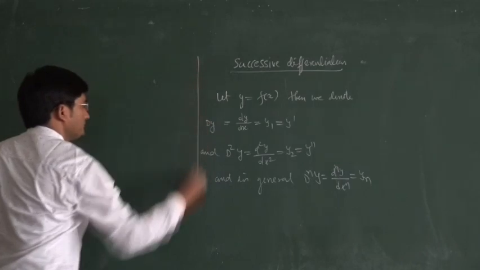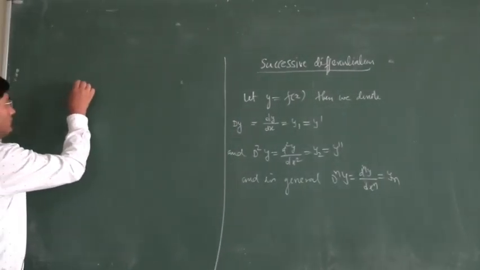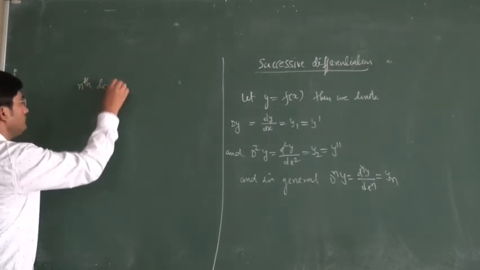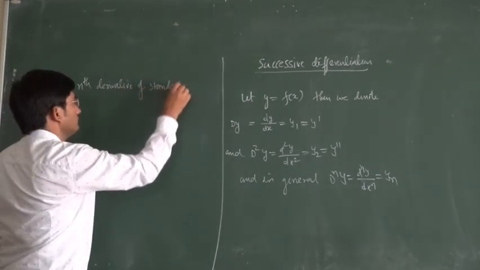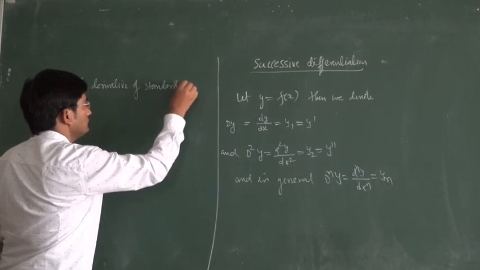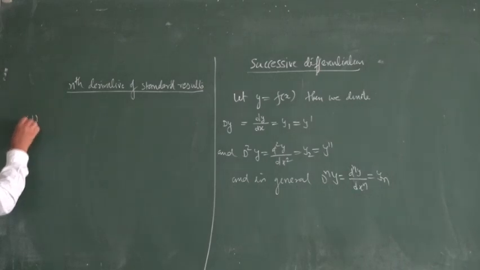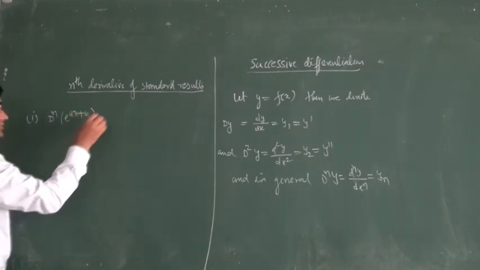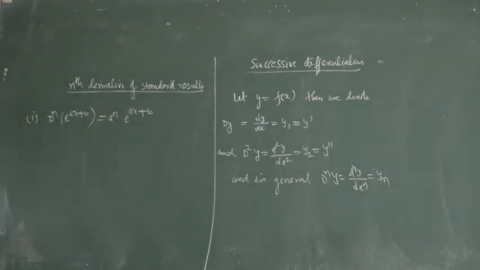Now let us find out nth derivative of some standard results. The first one is the nth derivative of e^(ax+b), which is equal to a^n e^(ax+b). This is our nth derivative of e^(ax+b).